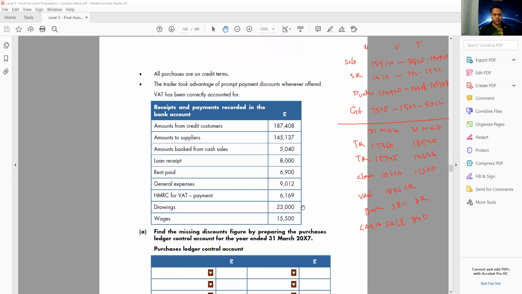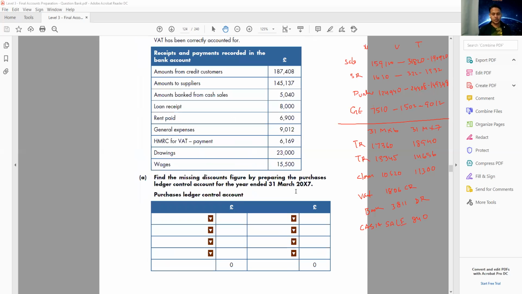There is some other information as well. All purchases are on credit, so all purchases from the purchase day book are credit, that's fine. The trader took advantage of prompt discount. VAT has been correctly accounted for, so all the VAT are correctly accounted for. There is no problem for that.